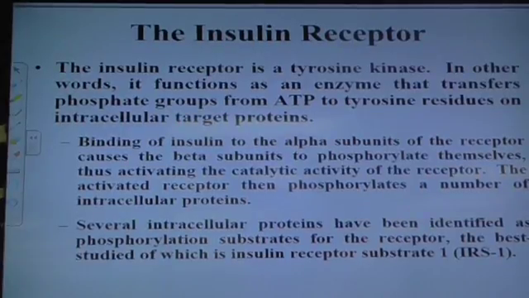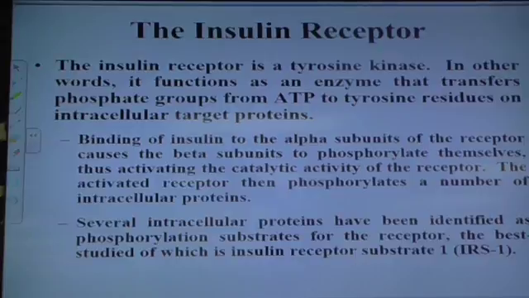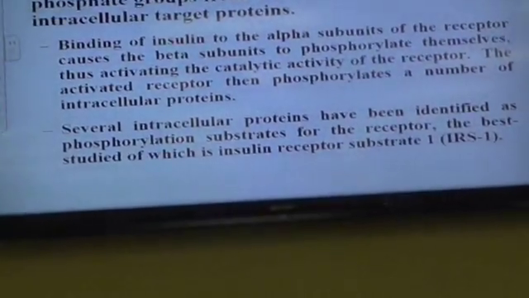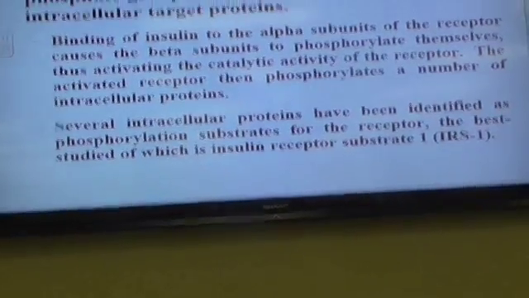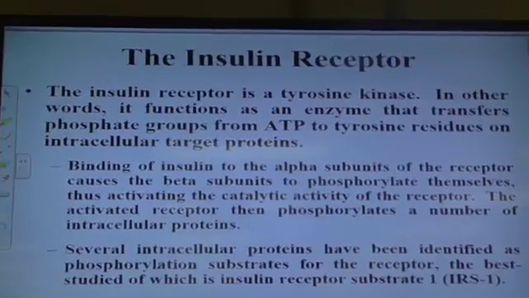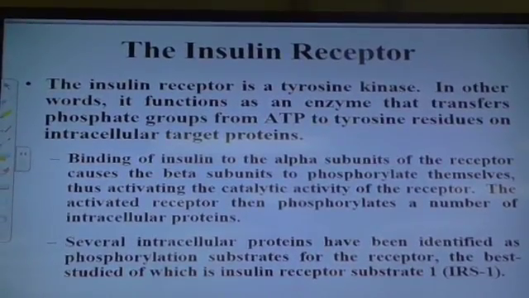ATP. Now, what's a kinase mean? What's a kinase? It's an enzyme which cleaves off a high energy phosphate. And what's a high energy phosphate in this case? ATP. Okay, so that's what it's doing.